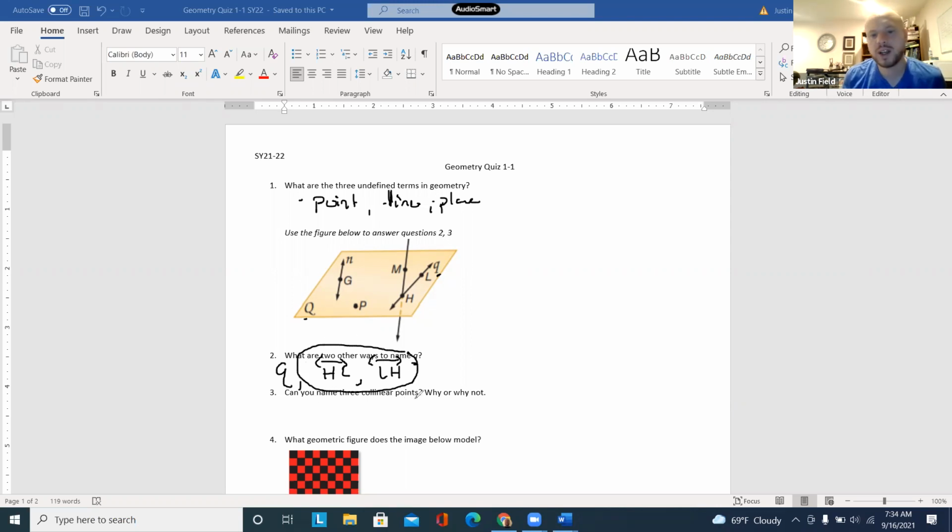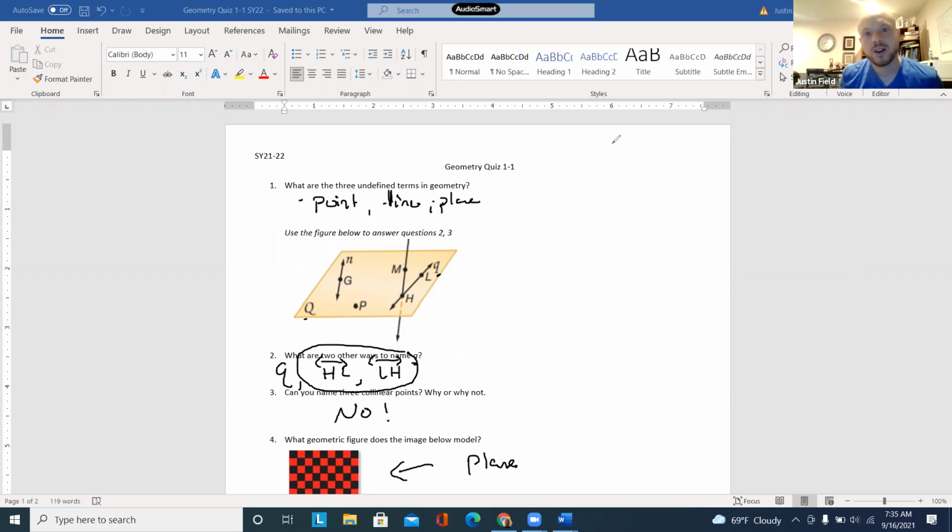Can you name 3 collinear points? Well, looking at it, I don't see 3 points on the same line. So the answer was no. There are not 3 points on the same line. Okay, what geometric figure does this model? That models a plane, right?